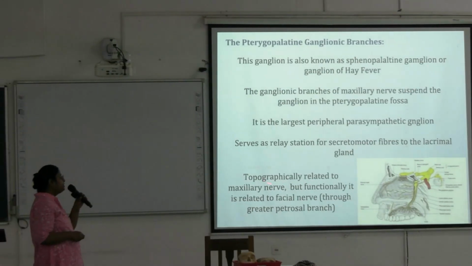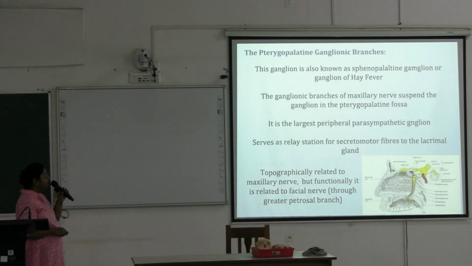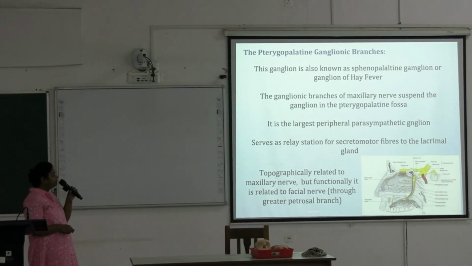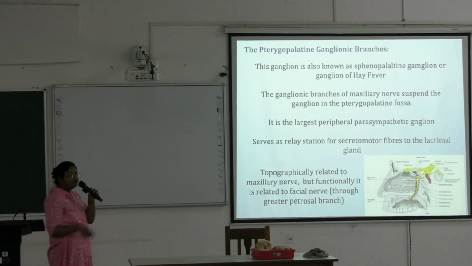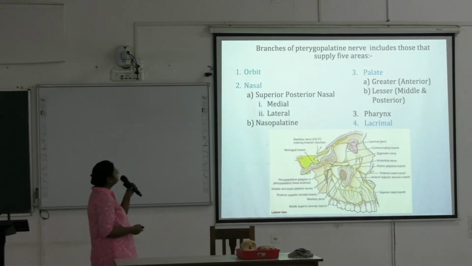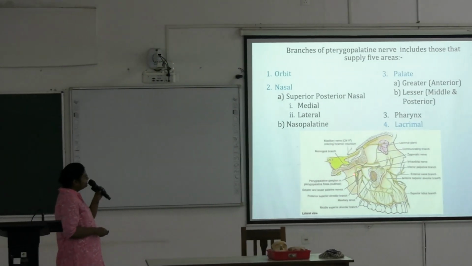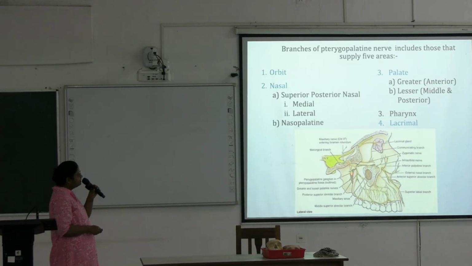It is topographically related to the maxillary nerve, but functionally it is related to the facial nerve through the greater petrosal branch. There are different communications with the facial nerve. Next, these are the branches given off by the pterygopalatine ganglion. See, here is the location of the pterygopalatine ganglion.